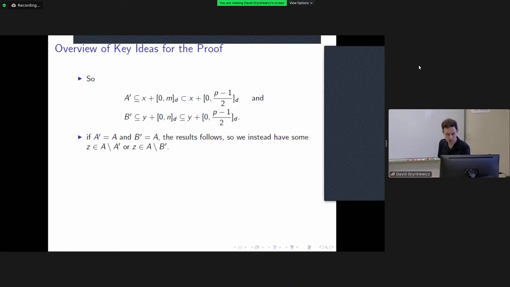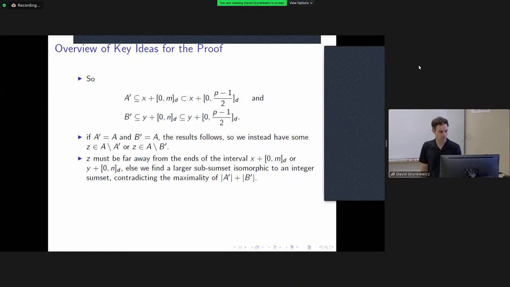So if we actually had A prime and B prime both being equal to A, we'd be done. Right? Because then we'd have the entire set A itself well covered by an arithmetic progression. And then that would also give us the corresponding result for the complement by the result in Z as well. So there has to be some element that's missing, something that's not inside A prime or something that's not inside B prime. It's an element of A that's not contained inside that interval from 0 to M or from 0 to N.